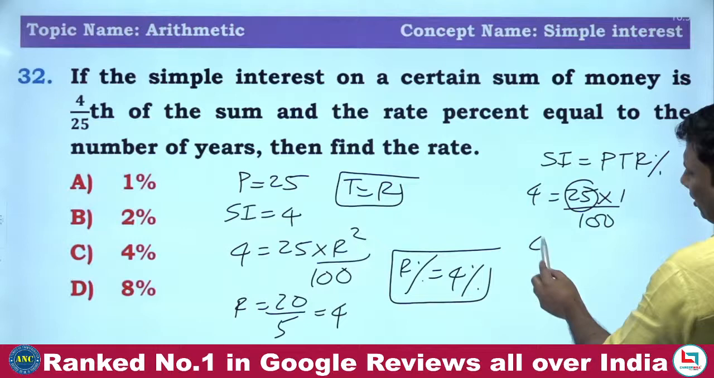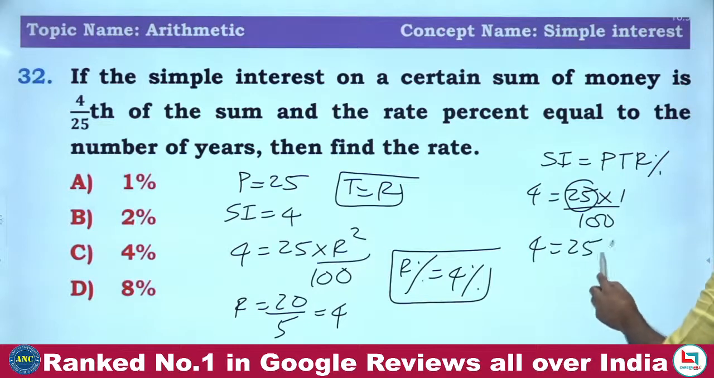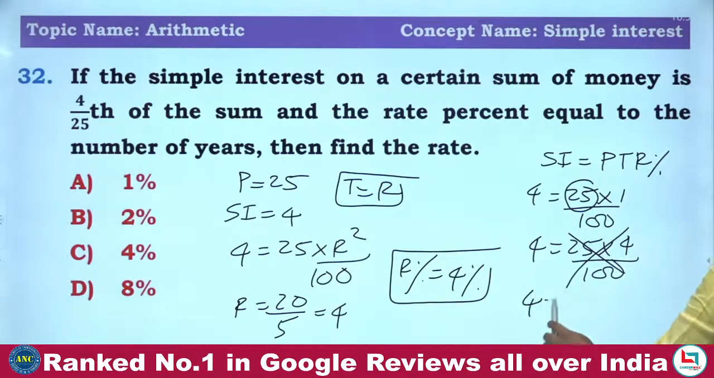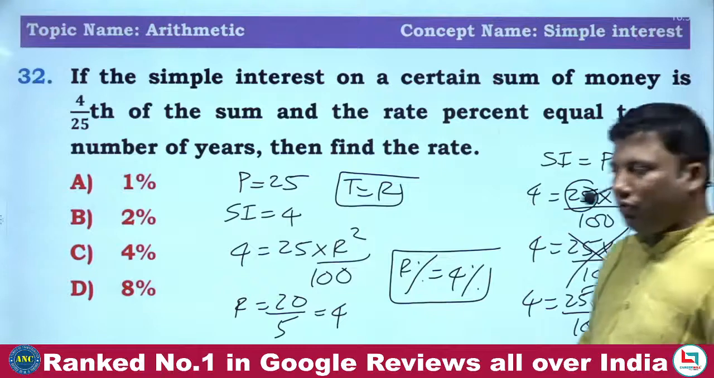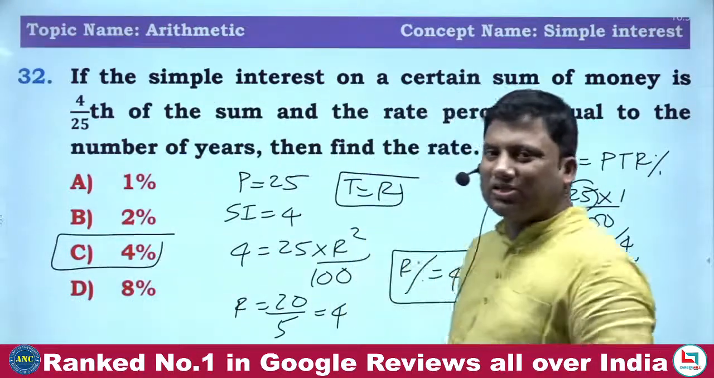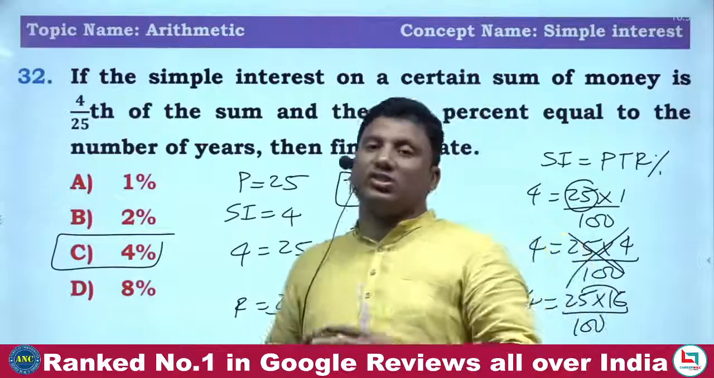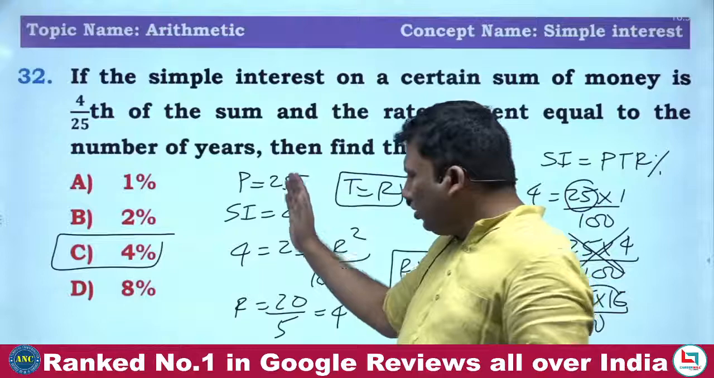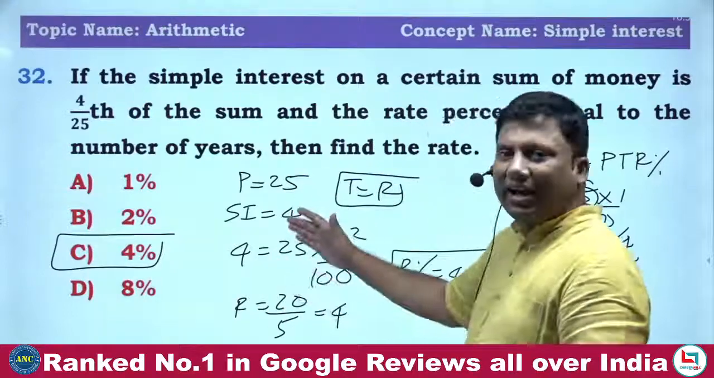No, not possible. Second option, 4 is equivalent to 25 into 2 square, 4 by 100. Here also the digital sum is not matching. 4 is equivalent to 25 into 16 by 100, 4 is equivalent to 4. Here the digital sum is matching. You can use a digital sum in all the fractions where the denominator is 100. You don't need to do this heavy calculation.